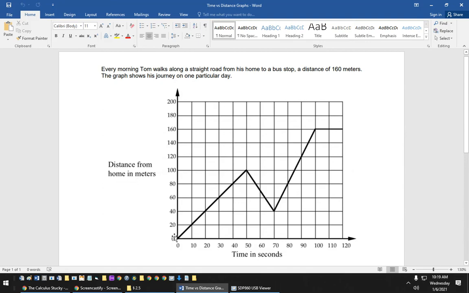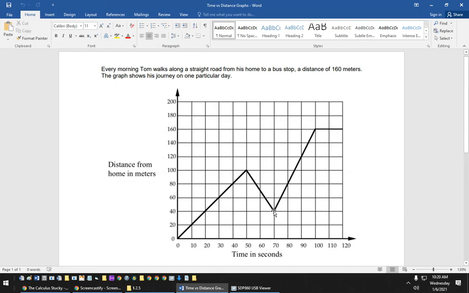So if we were to look at this, what's happening in this story, for the first 50 seconds of Tom leaving his house, all this indicates is that he's walking away from home. He gets 100 meters away from home. Then what happens? He doesn't go down a hill now. What's happening is the distance away from home is getting smaller. So something happened. He must have forgotten something, and he returns home.